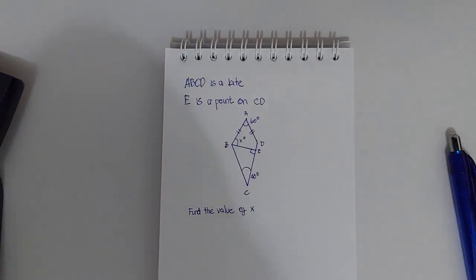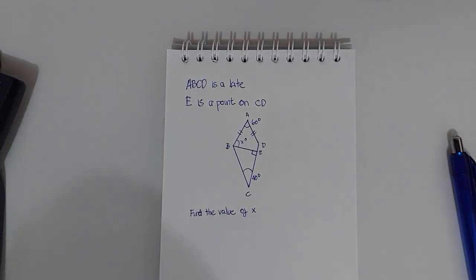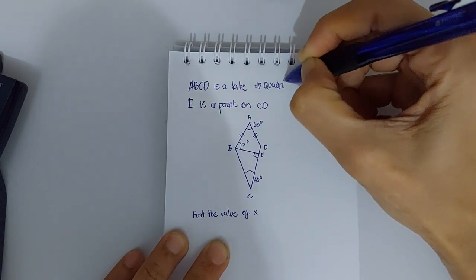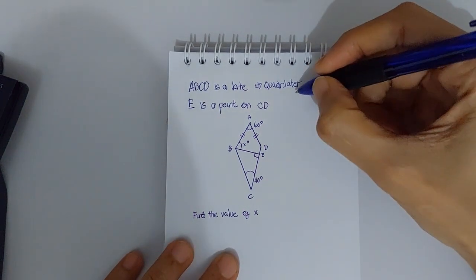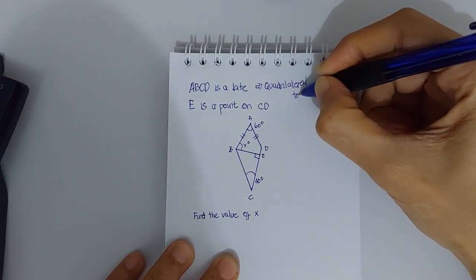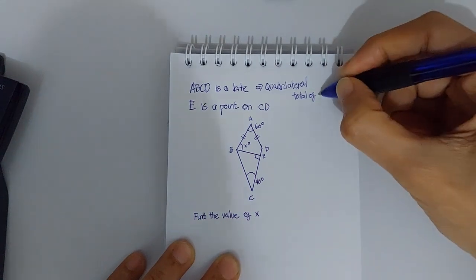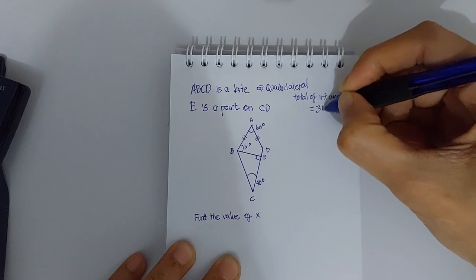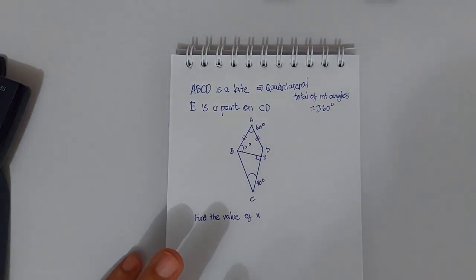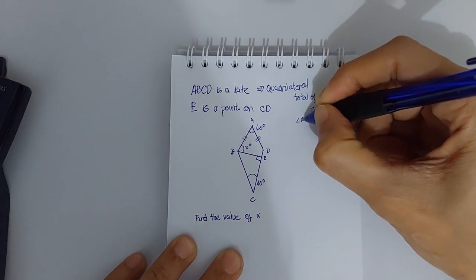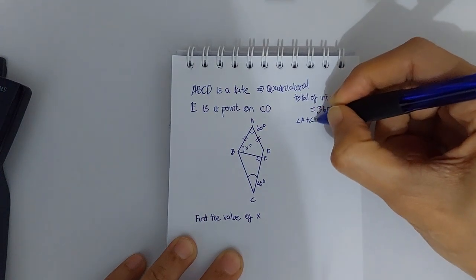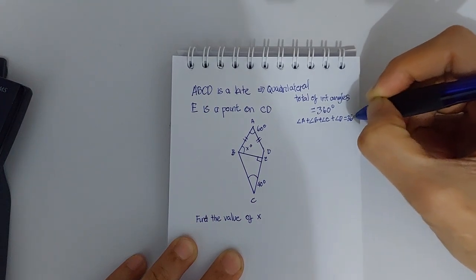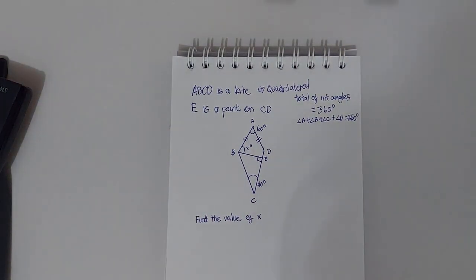Next question, ABCD is a kite. Kite is a part of the quadrilateral. It means the total of the interior angles will be equal to 360 degrees. So angle A plus angle B plus angle C plus angle D will be equal to 360 degrees. I hope that you remember about that.